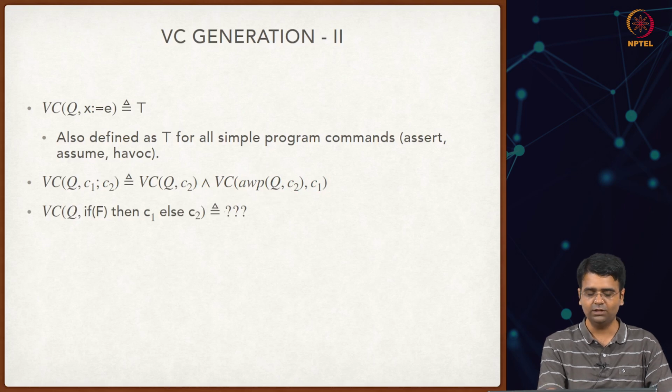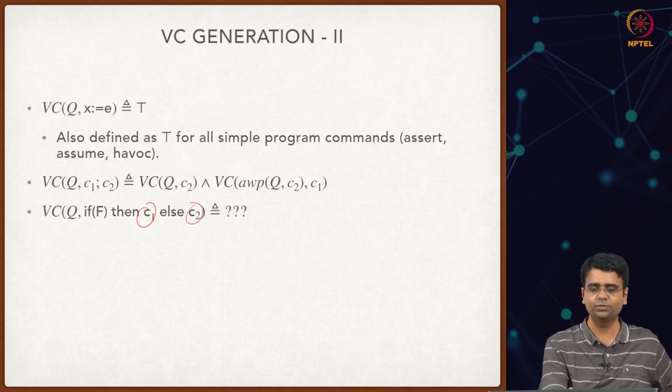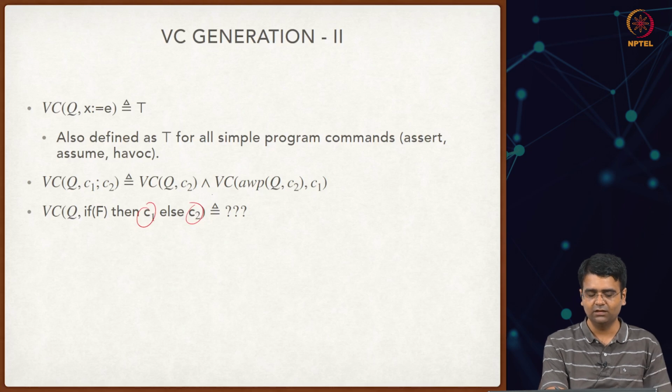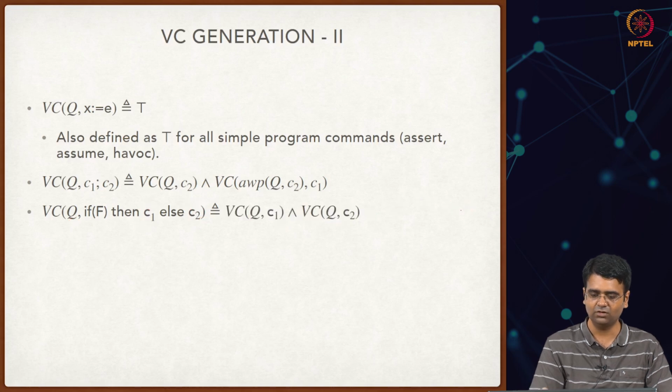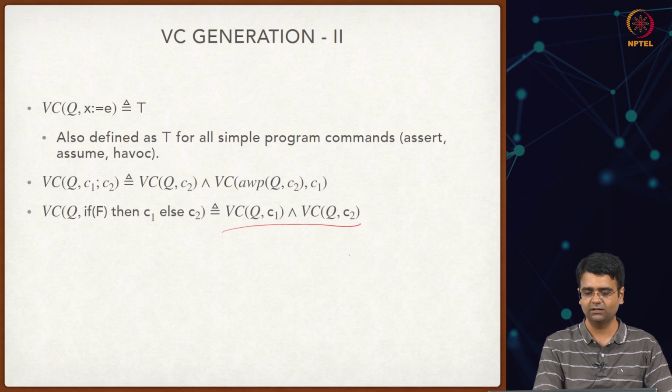Similarly, what about if-then-else? Again C1 and C2 may contain loops, so I want to collect the side conditions that are present in either C1 or C2. So it will be VC of Q comma C1. Here my target is always Q, because no matter which branch executes, it should be guaranteed that I will end up in a state in Q. So you will have VC of Q comma C1 and VC of Q comma C2. These will be the side conditions for the if-then-else.